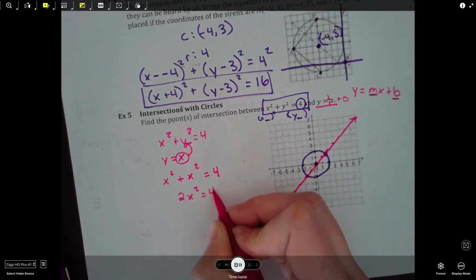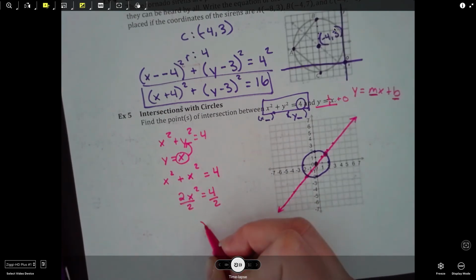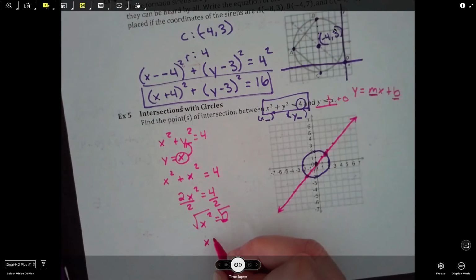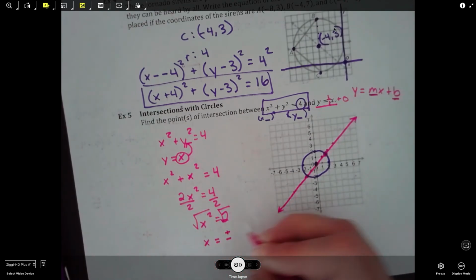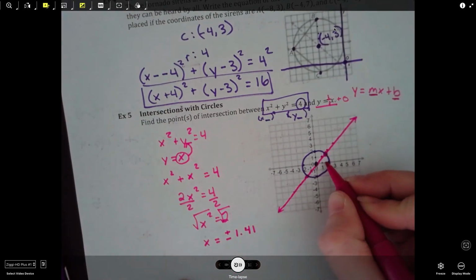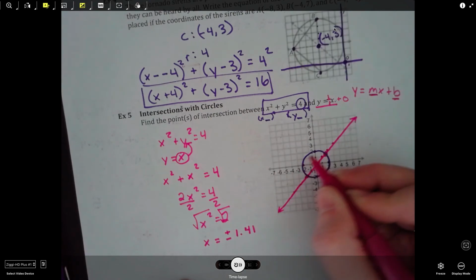If I divide by 2, x squared is going to be 2. And to figure out what x is, I take the square root. The square root of x squared is x, but the square root of 2 is actually positive and negative square root of 2. The square root of 2 is 1.41, I believe. Let me check. Square root of 2, 1.41, yes. So my x-coordinates are at a positive 1.41 and a negative 1.41. That's why I have two points of intersection here.